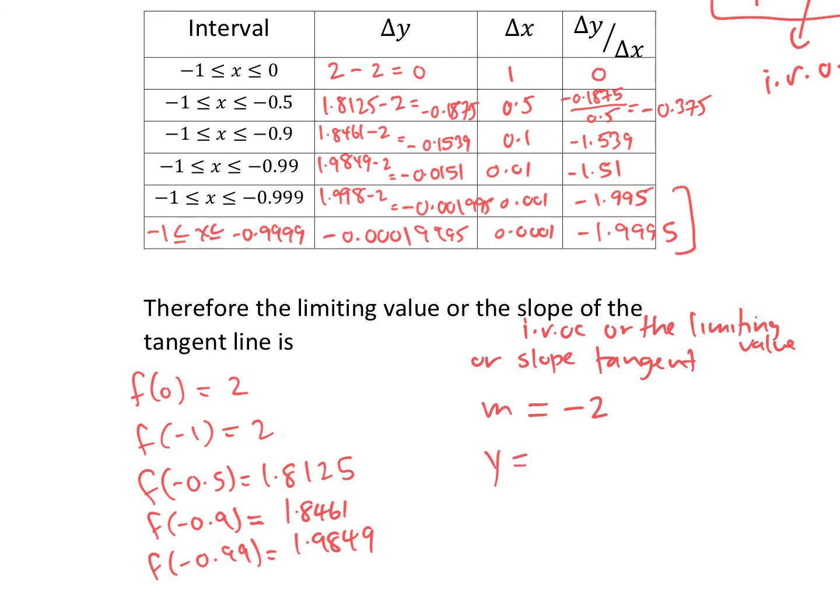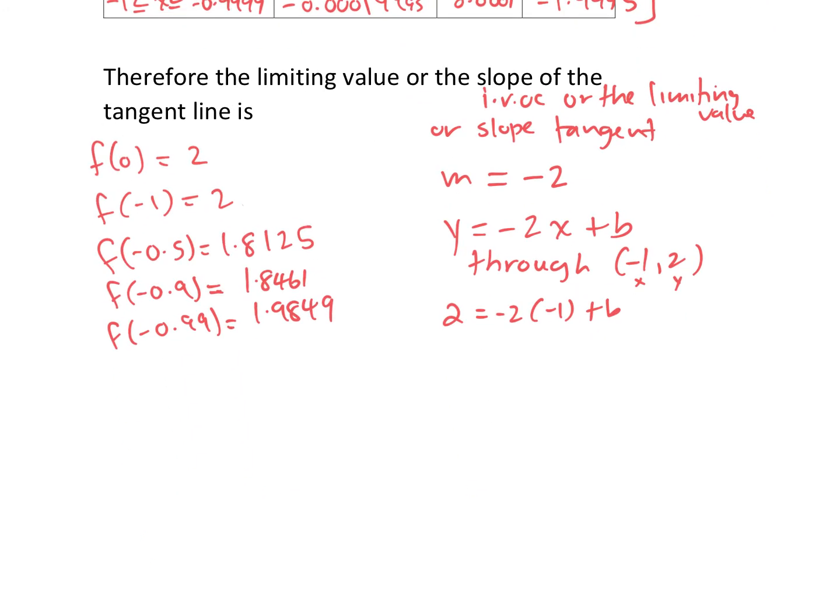So now we know the equation is -2x plus b. We want it to pass through, and it only passes through one point, and that is at (-1, 2). So this is my value for x and my value for y. So we'll put 2 in for y, and we'll put -1 in for x. And so b works out to be 0. So the equation of the tangent line is going to be -2x.